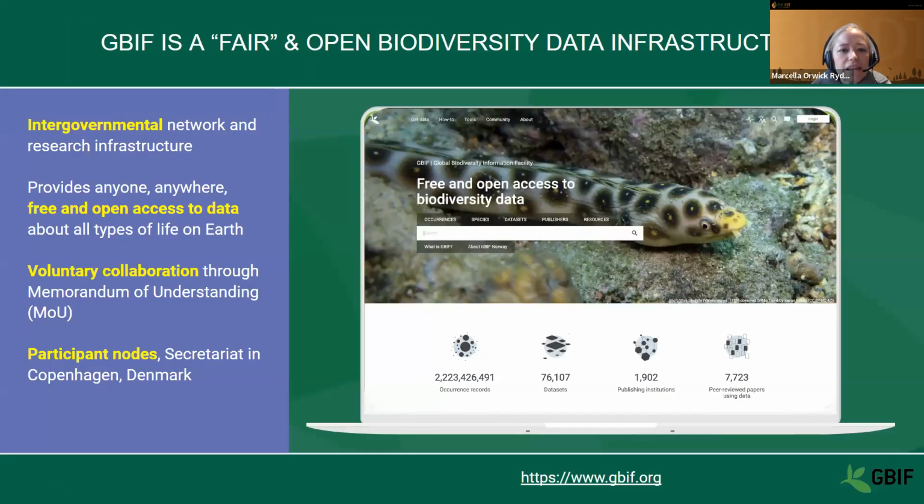Firstly, GBIF is a FAIR and operational infrastructure. It's an intergovernmental network and research infrastructure that provides anyone, anywhere, free and open access to data about all types of life on Earth. It's a voluntary collaboration with quite a number of participant nodes, and a secretariat placed in Copenhagen, Denmark, oversees the whole project.